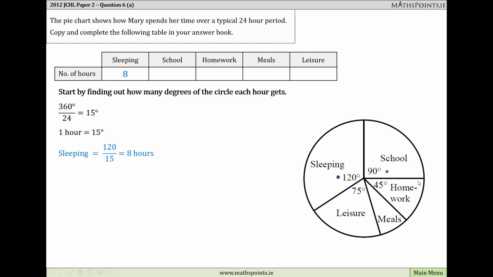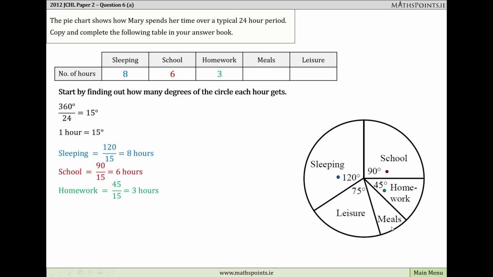The next sector is the school sector, which has 90 degrees, and so again the question is how many 15s are in 90? 90 divided by 15 is 6, so Mary spends 6 hours a day in school. The next sector is homework, which is 45 degrees, and we want to know how many 15s are in 45. Well, there's 3 15s in 45, and so homework for Mary takes 3 hours a day.